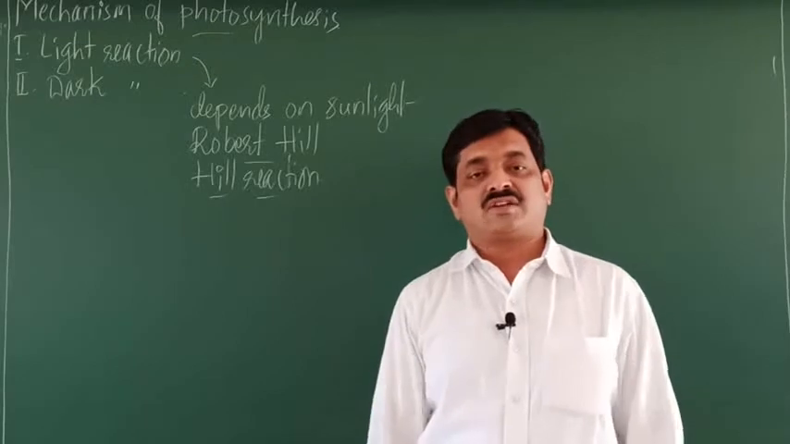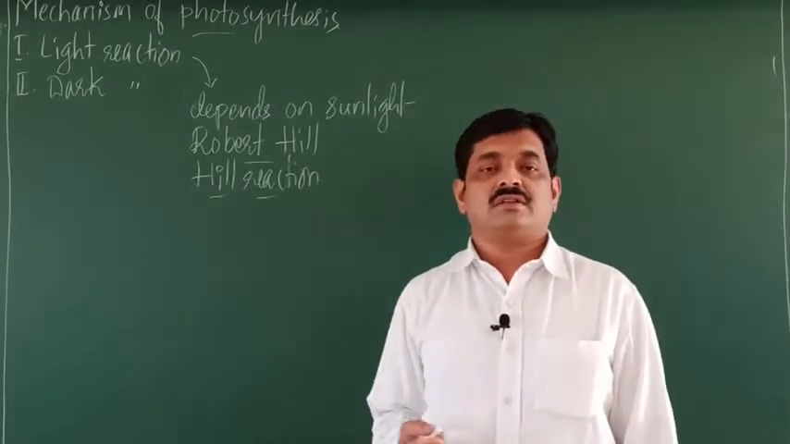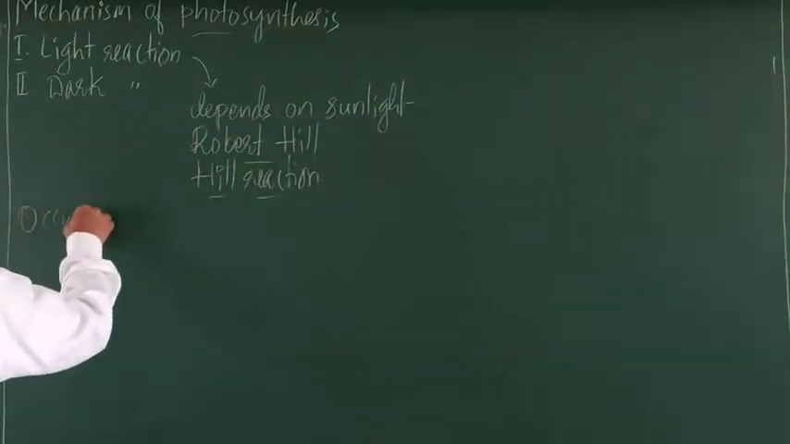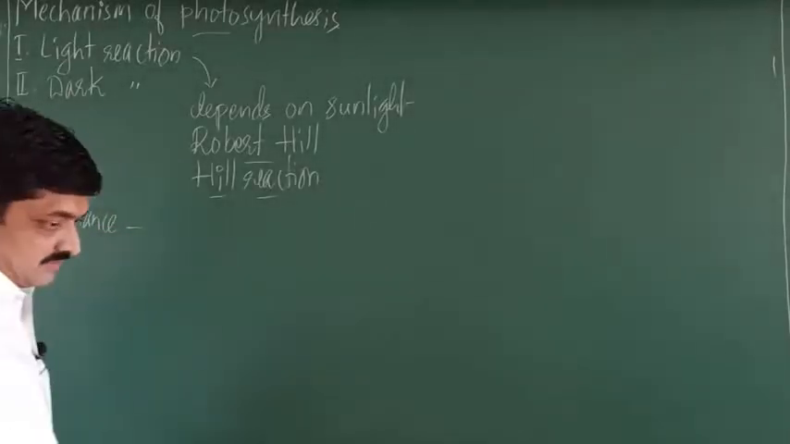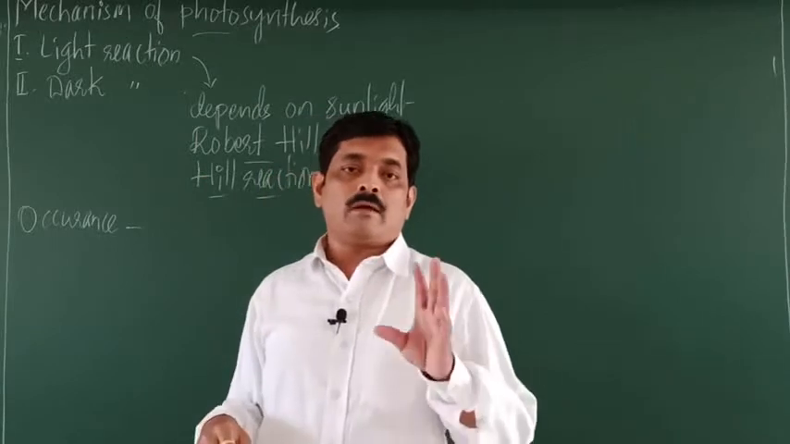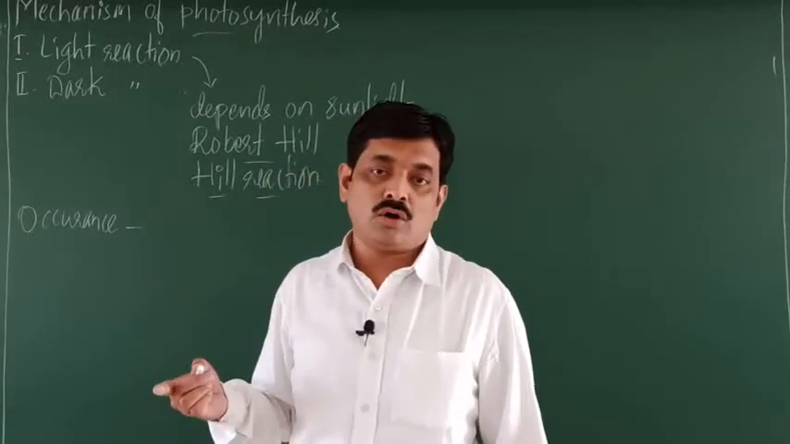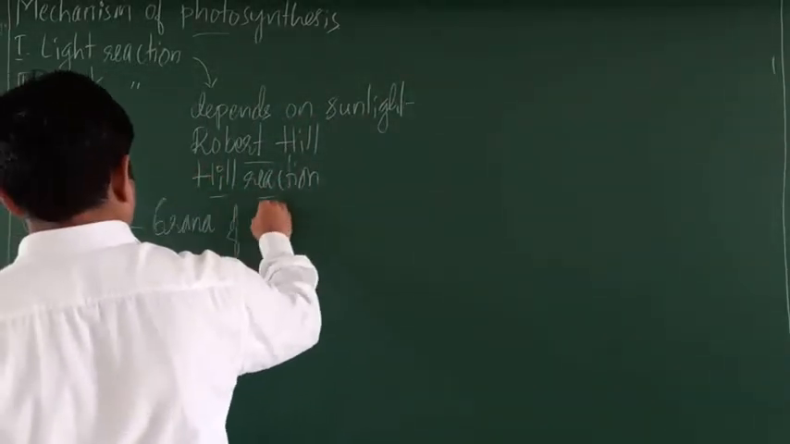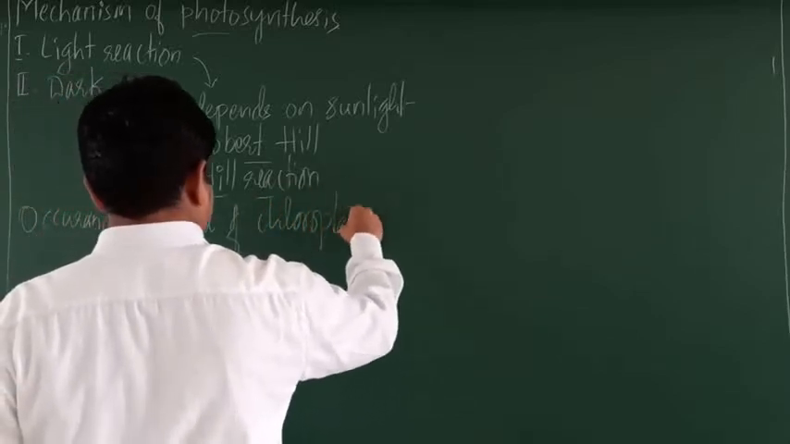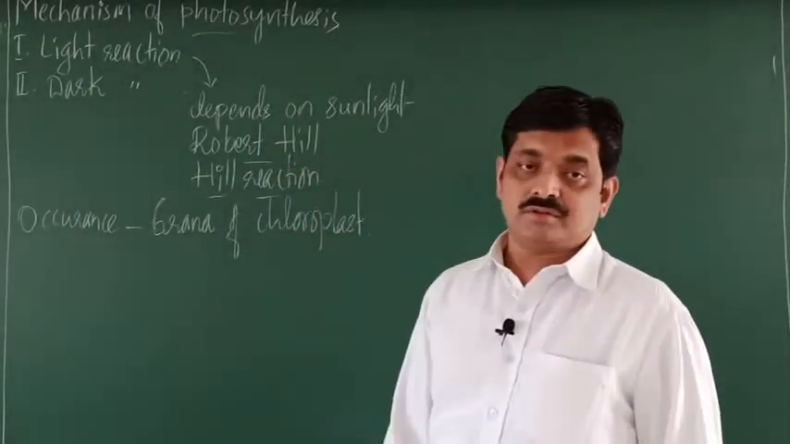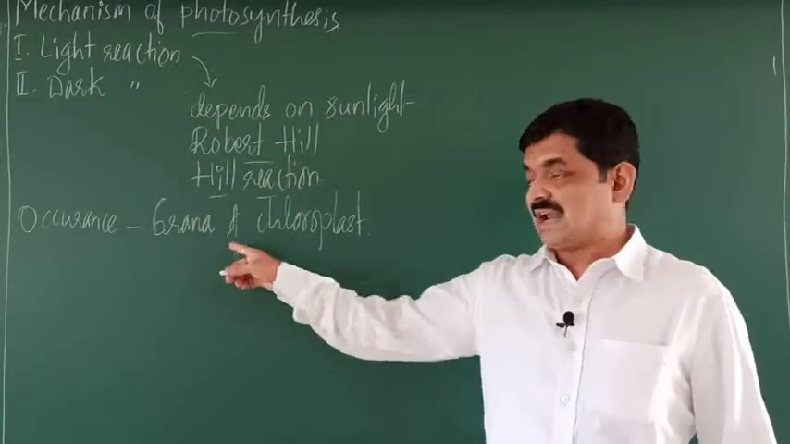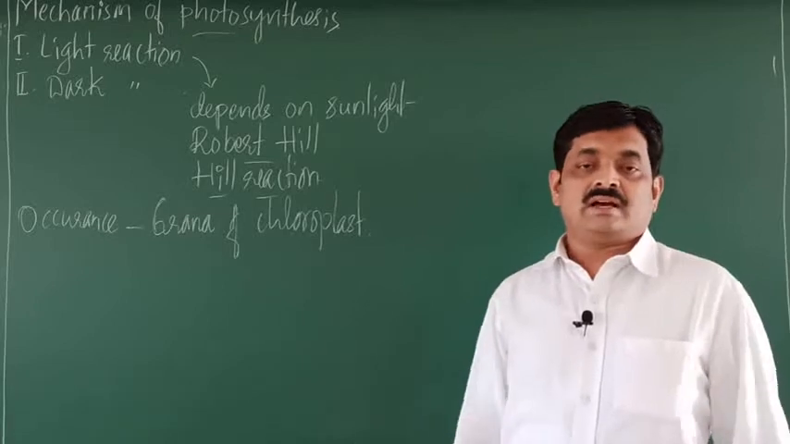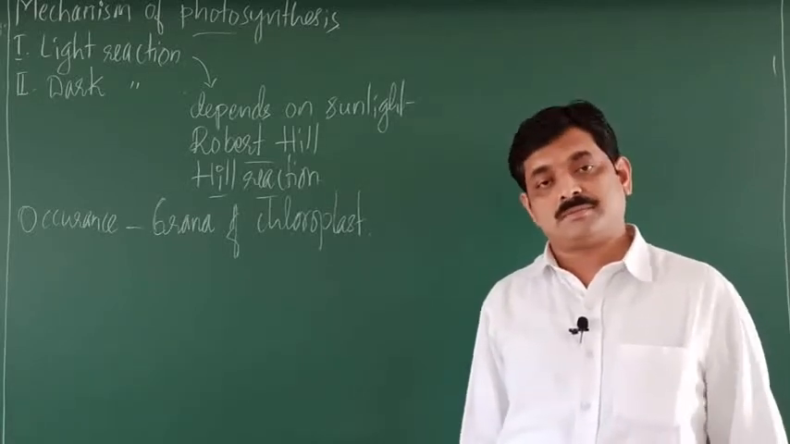Now where does this light reaction take place? Occurrence of light reaction: light reaction occurs in the grana of chloroplast. Light reaction takes place in the grana of chloroplast. So already you know what these grana are, right? Grana are present in the chloroplast.